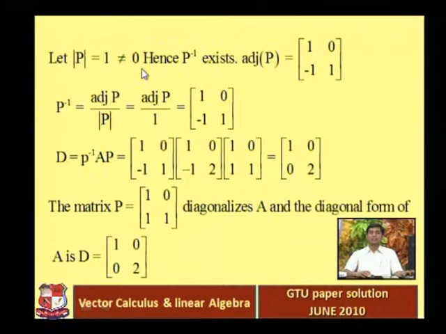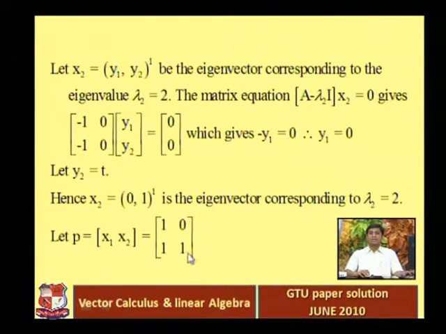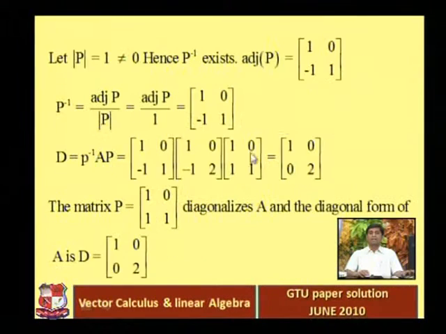So that's why you can find the inverse of this matrix. P inverse exists. Adjoint of P, as I told you, we interchange the entries of the main diagonal and change the sign of the other diagonal. So that's why you will get adjoint of P as 1 0 minus 1 1. Now what is P inverse? P inverse is adjoint of P upon determinant of P, but determinant of P is 1. So P inverse is exactly the adjoint of P, which is 1 0 minus 1 1.